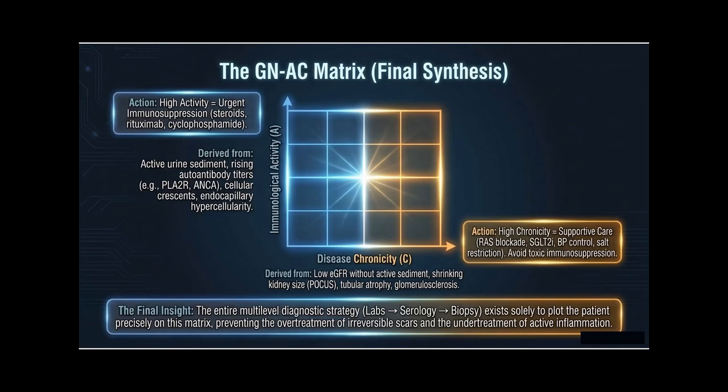How do I say chronicity? There is low eGFR without active sediment in the urine. Kidney size is shrinking on the ultrasound. Tubular atrophy is noted. Glomerular sclerosis is demonstrated. Then I say the disease is chronic. Whereas immunological injury is active: urinary sediment is there, RBCs are there, dysmorphic RBCs are there, proteinuria is there, rising autoantibody titers are there, PLA2R antibodies and ANCA antibodies, cellular crescent, and hypercellularity.